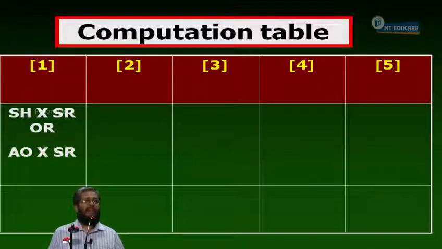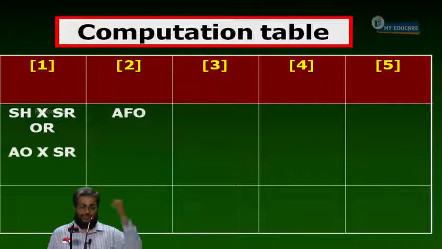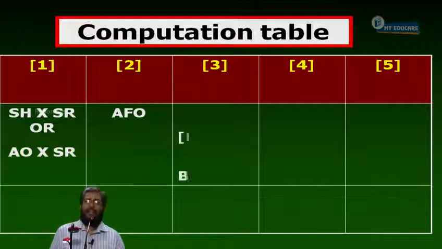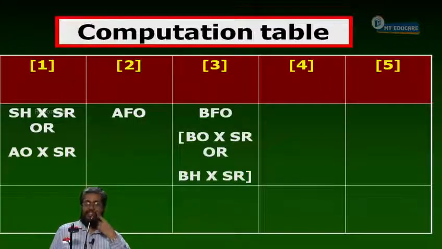What is the second column in variable overheads? AVO. Here it is going to be AFO, actual fixed overheads. What is the third column? This is different. It is BFO, budgeted fixed overheads, one extra column. In bracket write BO into SR or BH into SR.